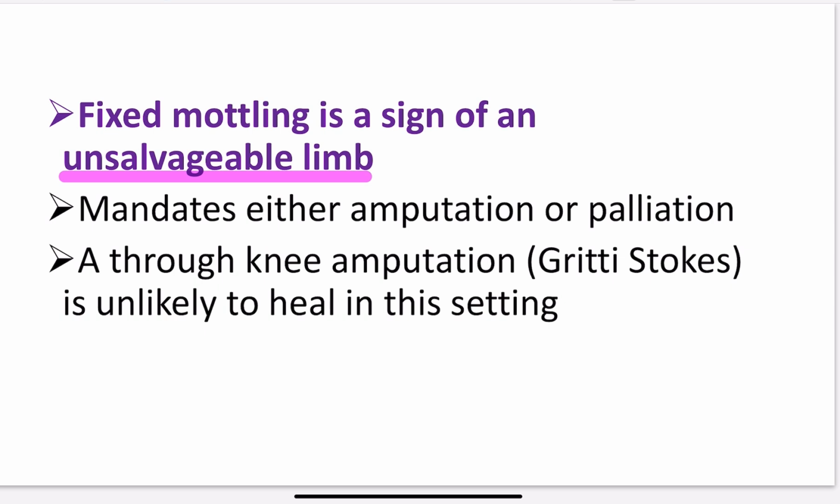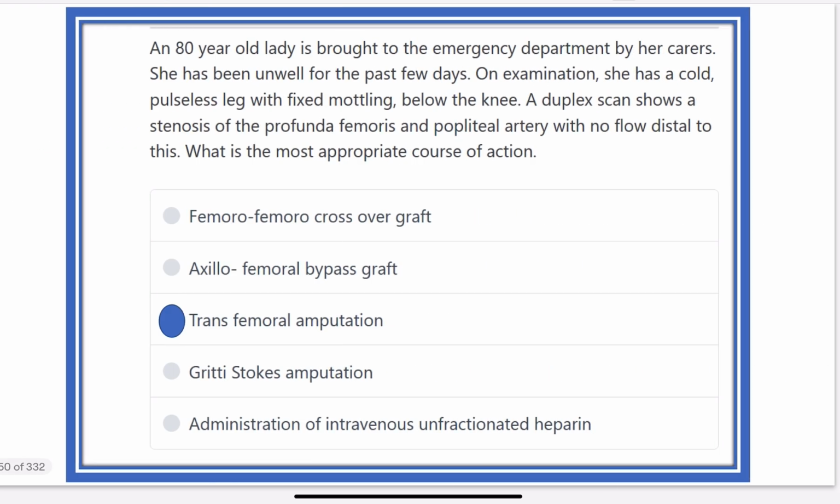On the other options, such as through-knee amputation, it is unlikely to heal in this setting because the patient is of old age, about 80 years old. In the through-knee amputation, healing is very poor and sometimes may require re-amputation. For this condition, we should go for transfemoral amputation.